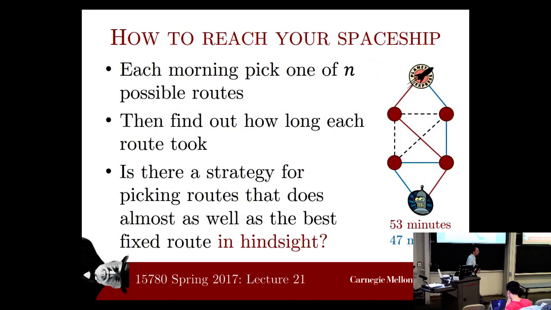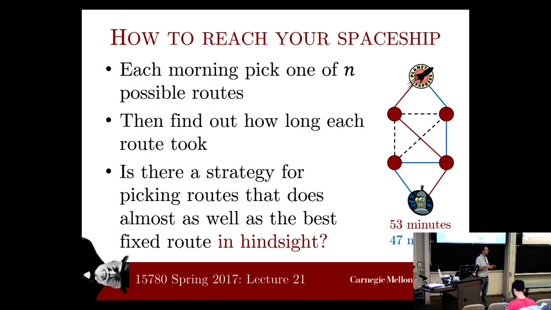Just to motivate this, here's one scenario you might think about. We're Bender the robot, as usual, and we're trying to reach our spaceship, Planet Express. There are different routes we can take to work, represented by roads and intersections. Every morning, we need to pick one of n possible routes to work. And then we find out by listening to traffic reports how long every route took.